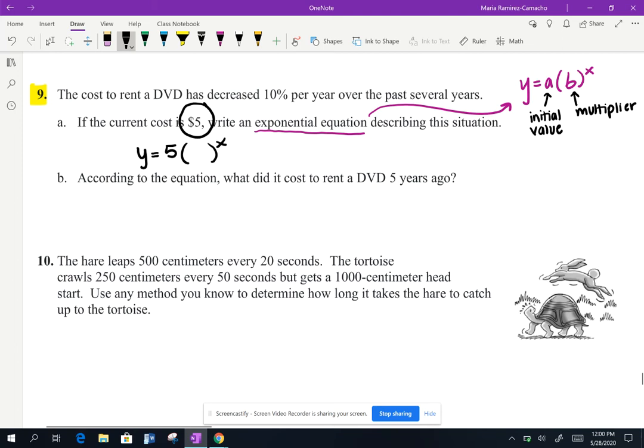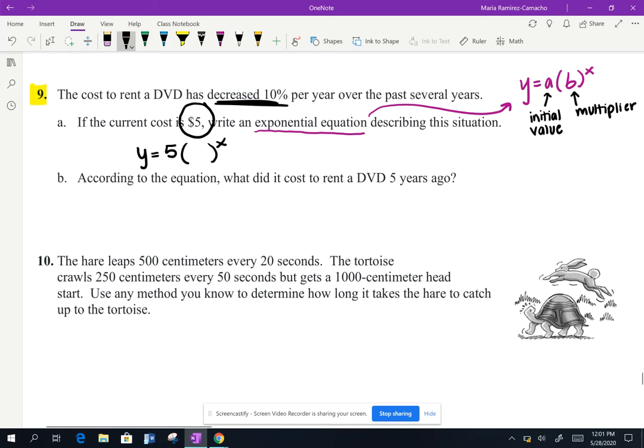To figure out the multiplier, I need to figure out what to do with this 10%, because 10% is not the multiplier. You might be tempted to put a 10 here or 0.1 if you're converting 10% to a decimal, but that is not what we want to put in this equation. It's decreasing by 10%.